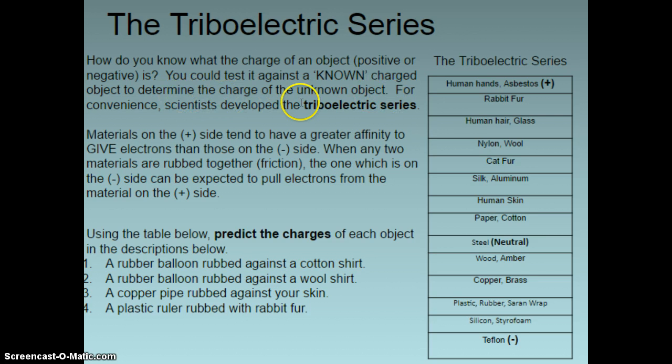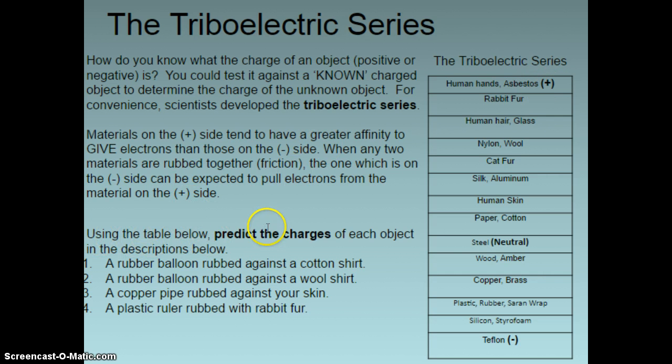But for convenience, scientists developed what's called the triboelectric series. Materials on the positive side, I'm going to call this the top up here, have a greater affinity or a tendency to give up electrons than those on the negative side. When any two materials are rubbed together via friction, the one on the negative side is expected to pull the electrons from the material on the positive side. In other words, these down here on the negative side are more apt to gain electrons, therefore having a net negative charge, and those on the positive side are more apt to donate electrons. They're givers of electrons, and they're going to end with a net positive charge.